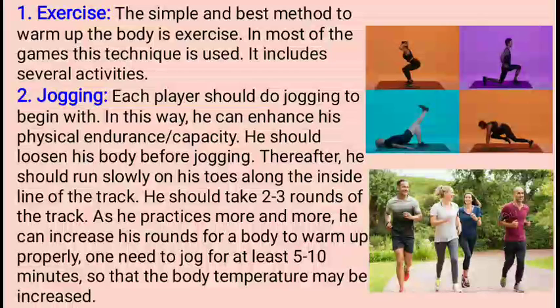Then the second point is jogging. Jogging is another method of active warming up. Each player should begin with jogging. In this way he can enhance his physical endurance or capacity. He should loosen his body before jogging. Thereafter he should run slowly on his toes along the inside line of the track. He should take 2 to 3 rounds of the track.